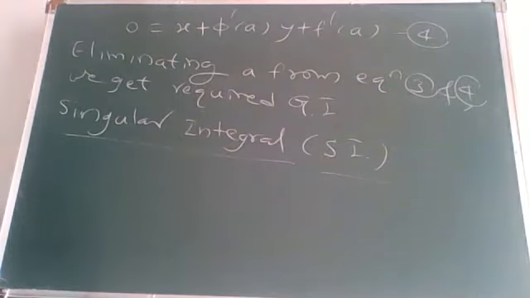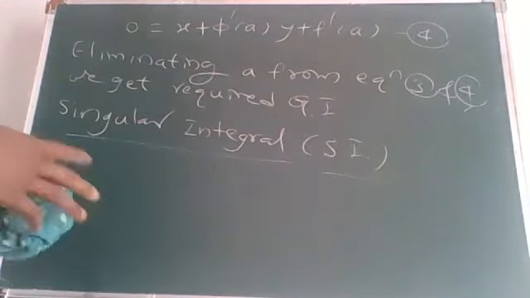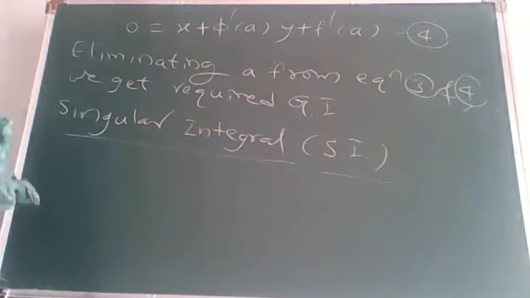The complete integral, we know, is z equal to ax plus by plus f of ab. For the singular integral, we differentiate that equation. Equation 2, differentiating equation 2 partially with respect to a and b, we get two equations.